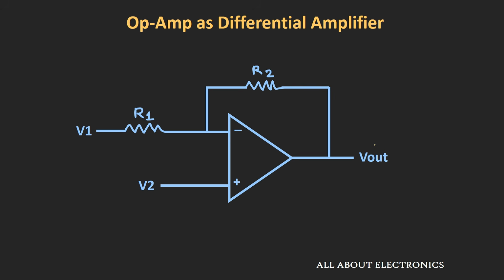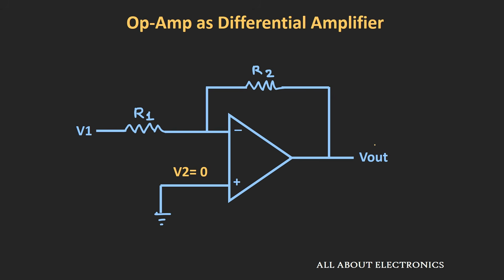If you closely look at this configuration, it is the combination of the inverting and the non-inverting configuration. If you consider the voltage source V1 alone and consider V2 as 0, then it will be the inverting configuration. Similarly, if you consider only the voltage source V2 and consider V1 as 0, then it will be the non-inverting configuration. To get the final output, we need to use the superposition theorem. We will consider only one voltage source at a time and consider the remaining voltage source as 0.